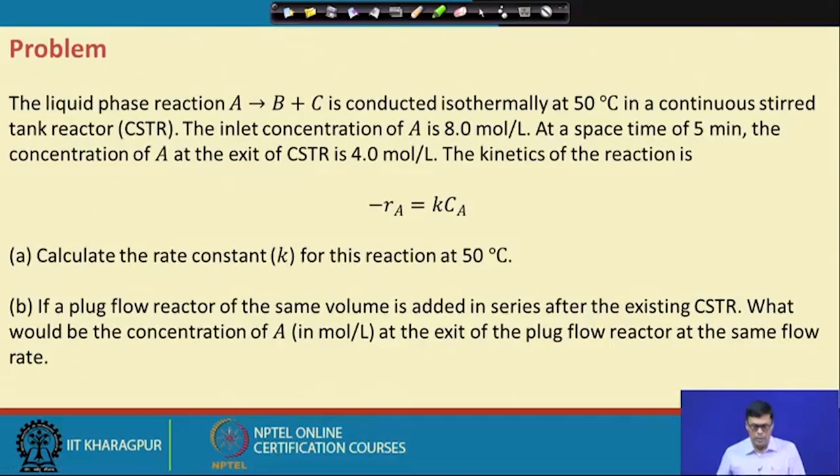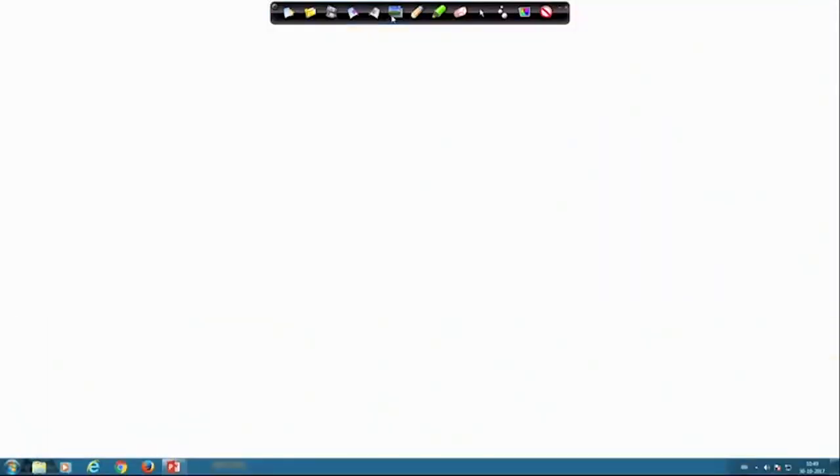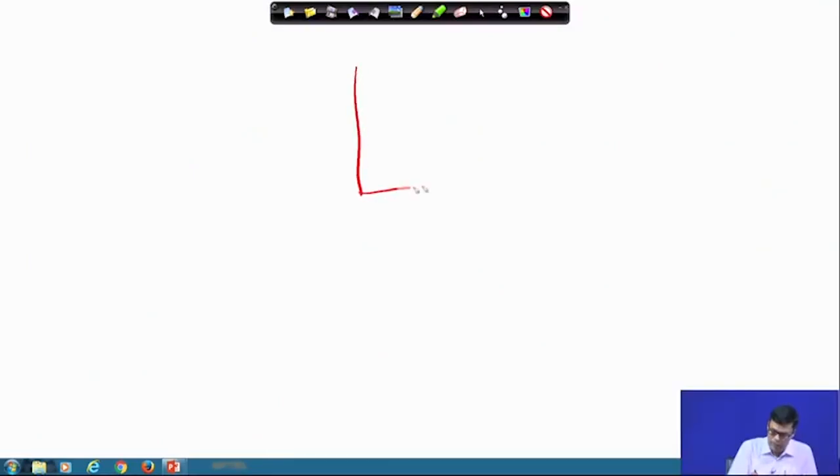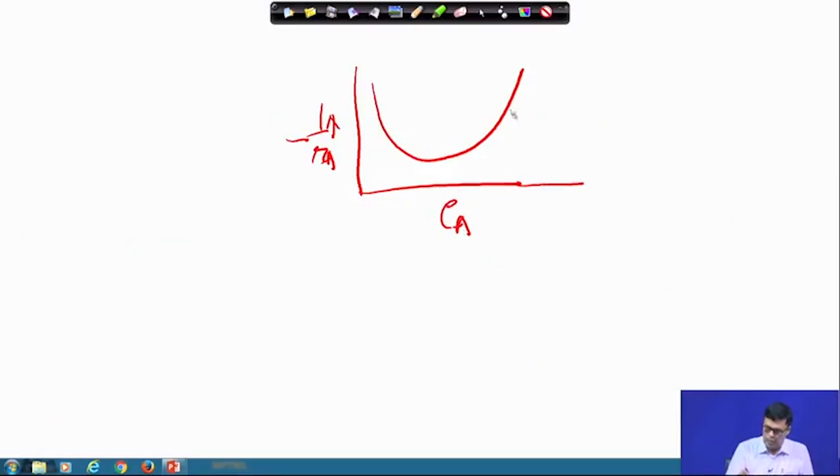Now, the last problem that I am going to discuss is also very interesting. Before I go to the problem, let me discuss something that I tried to explain before also. Suppose we have a plot of minus R A versus C A, am I right? And we have a plot like this. This is the same reaction A to B, and here this is C A 0, and this is, let us assume, C A dash.